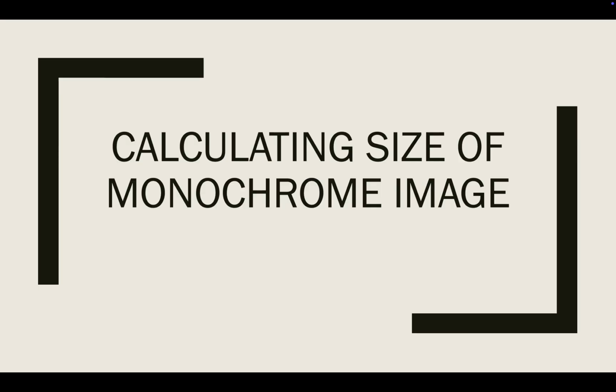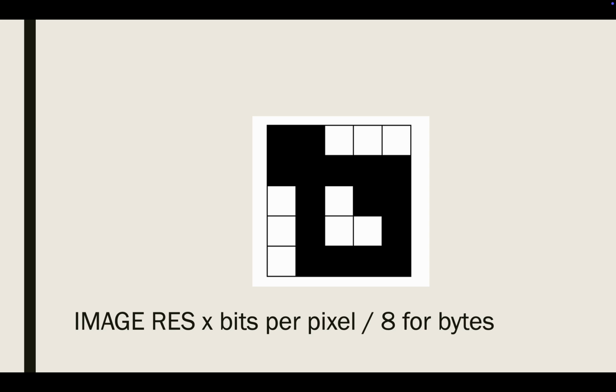When it comes to calculating the size of a monochrome image, we would have seen an image like this. It might say, tell me what the file size is. So we have to work out the image resolution. Looking at this, I can see there's 1, 2, 3, 4, 5 across and 5 down. So the image resolution will be 5 by 5, which gives us 25.